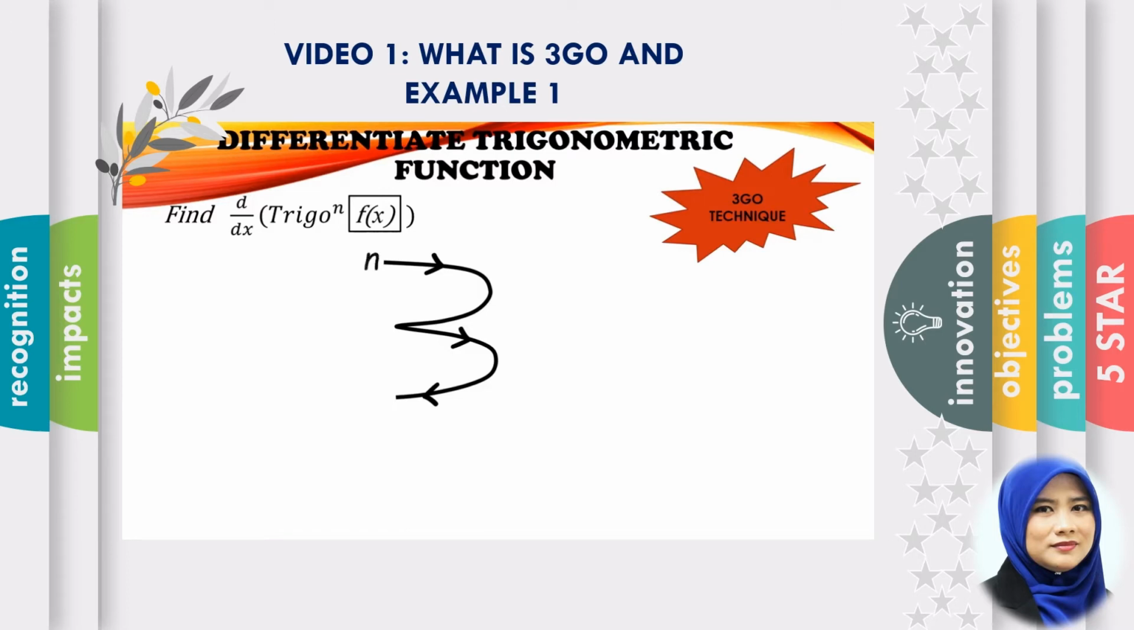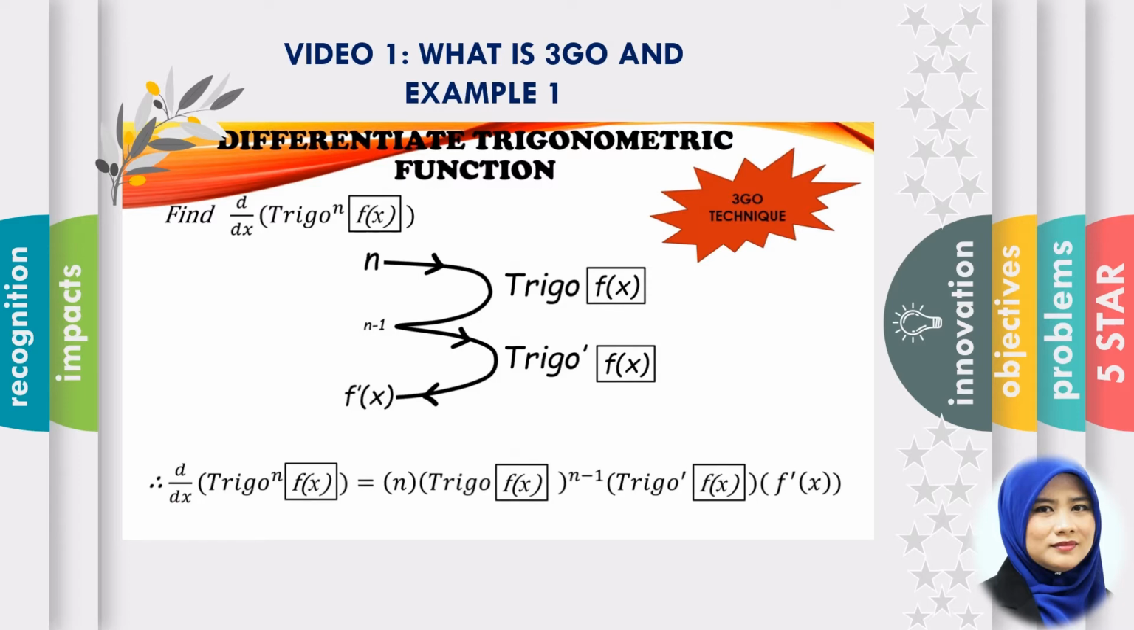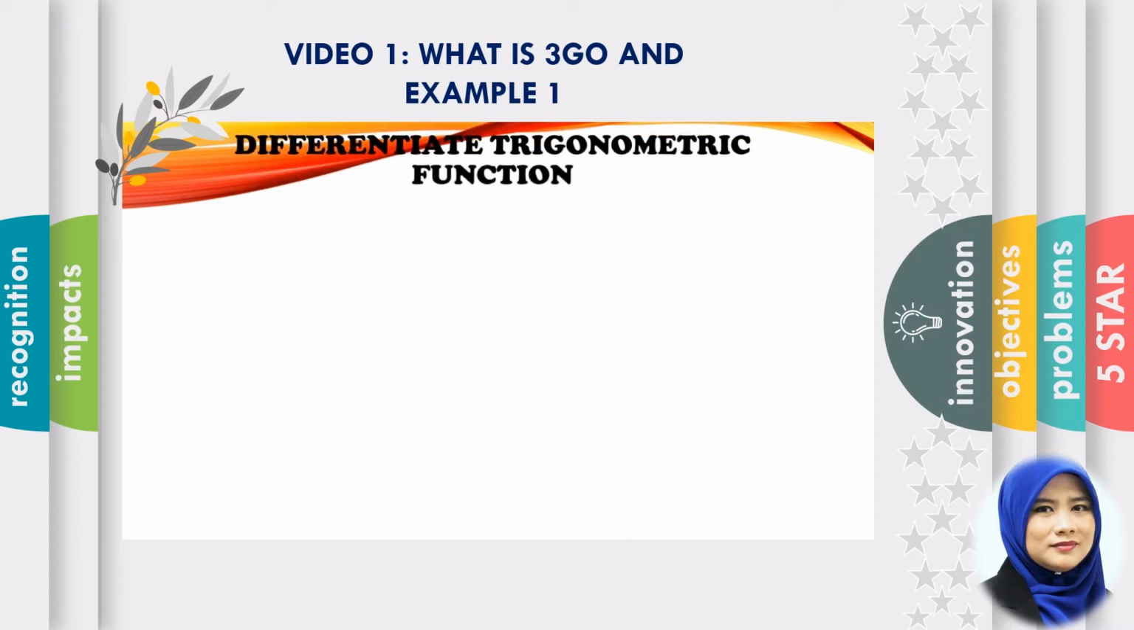What we have is n, trigo f(x), n minus 1, trigo prime f(x), and then f prime x. Then we multiply n with trigo f(x) to the power of n minus 1, times trigo prime f(x), times f prime x. So now let us look at an example of how to apply the Trigo technique.